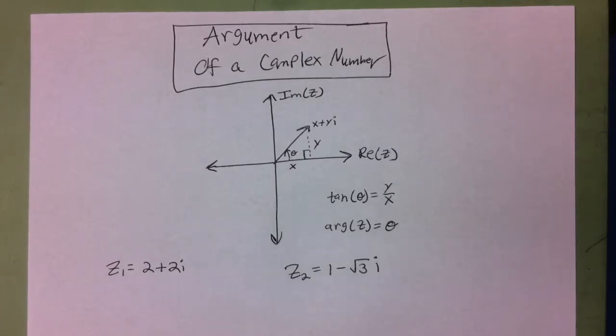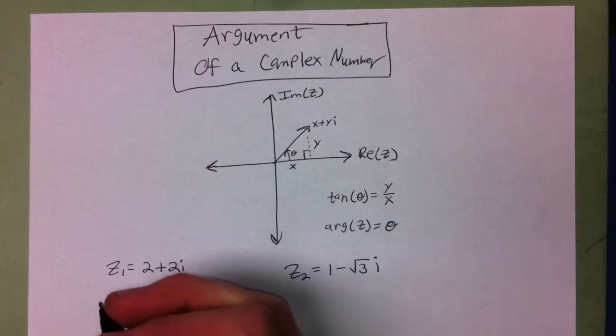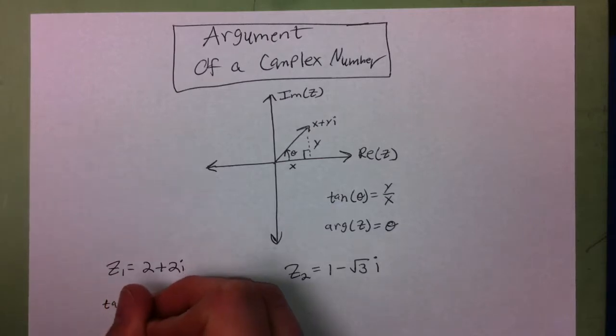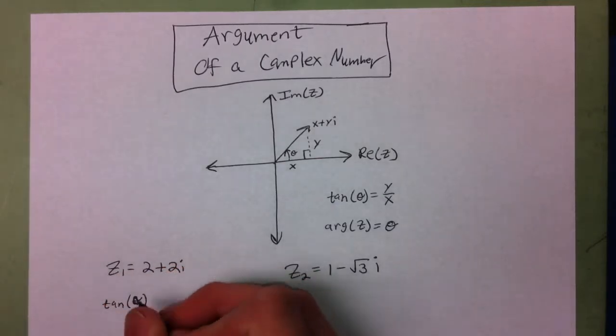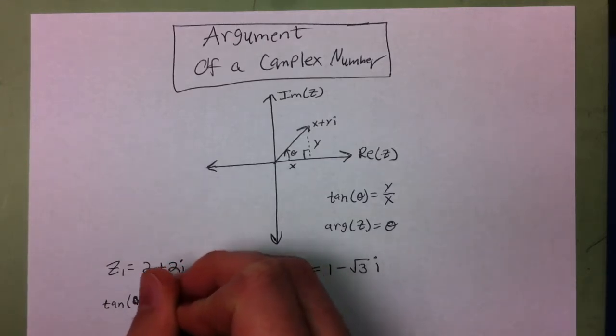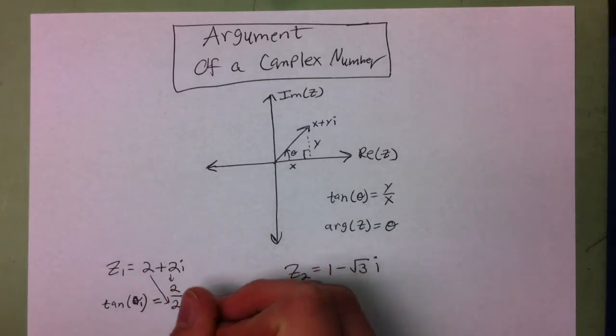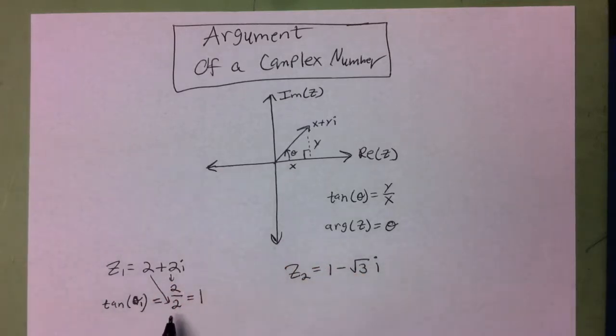So I have two example problems that we're going to walk through to just make sure that we know how to do this. Tangent of theta 1, since this is z sub 1, is going to be 2 over 2, the y component over the x component. So that means that's equal to 1.